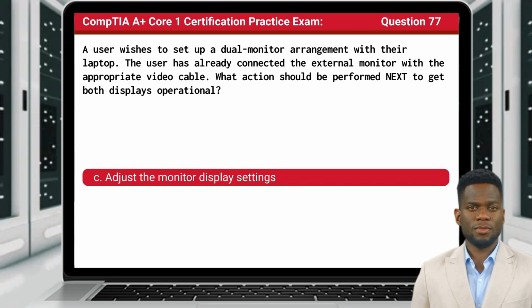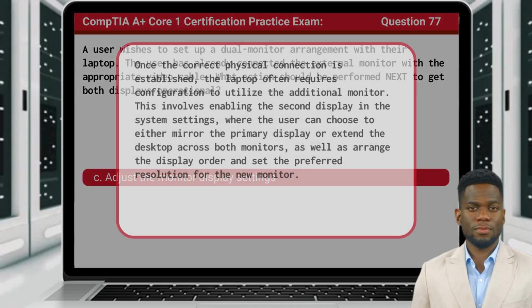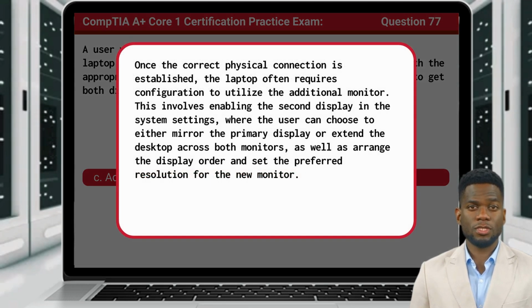The answer is C. Adjust the monitor display settings. Once the correct physical connection is established, the laptop often requires configuration to utilize the additional monitor. This involves enabling the second display in the system settings, where the user can choose to either mirror the primary display or extend the desktop across both monitors, as well as arrange the display order and set the preferred resolution for the new monitor.